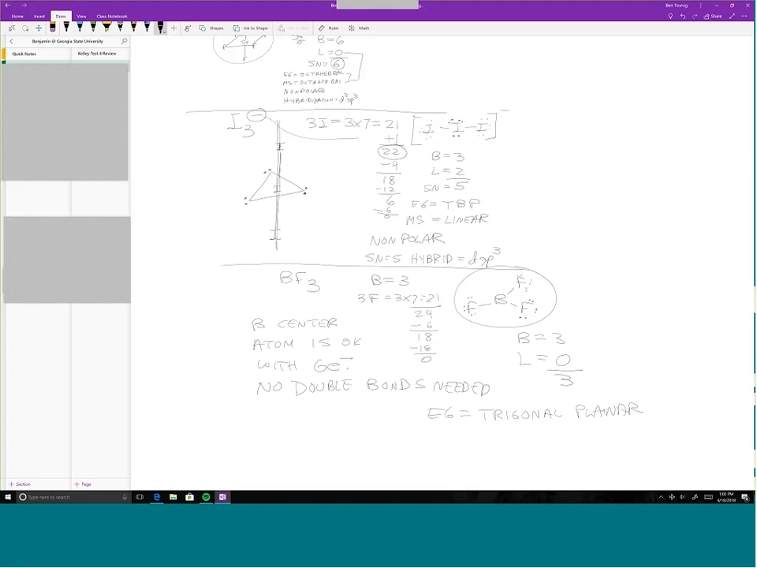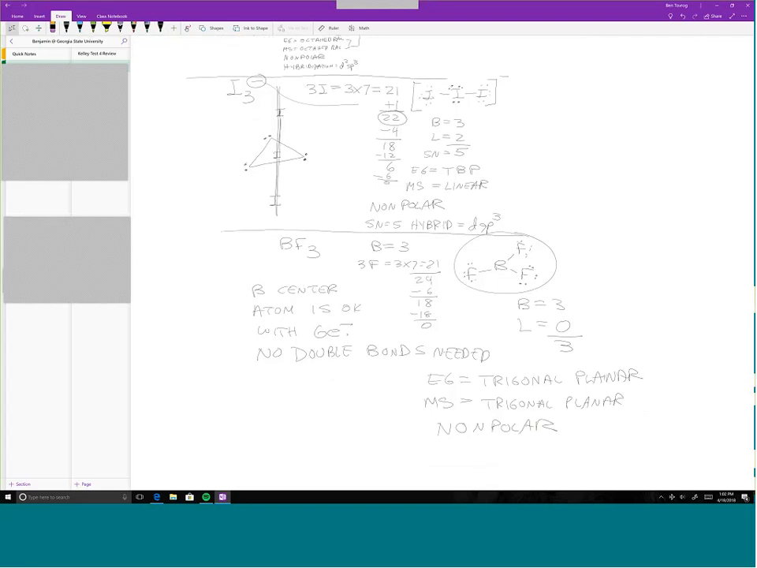And we have, again, another situation where without a lone pair on the center atom, the molecular shape is the same. Trigonal planar. You can see by virtue of the 3 fluorines being all the same, it makes for a very symmetrical molecule, so it's going to be nonpolar.